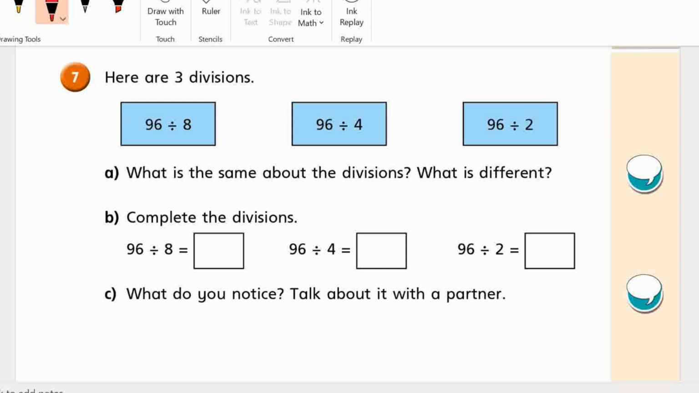Here are 3 divisions. 96 divided by 8, 96 divided by 4, and 96 divided by 2. What is the same about the divisions? What is different? Okay, what is obviously the same? You could also say they've doubled them if you're going this way, or halved them if you're going that way. So if you double 2, you get 4, and if you double 4, you get 8. So if you can work out one of these, it should be fairly easy to do the other ones.